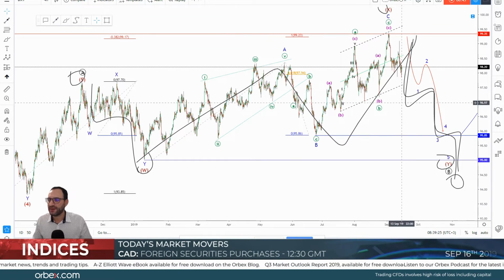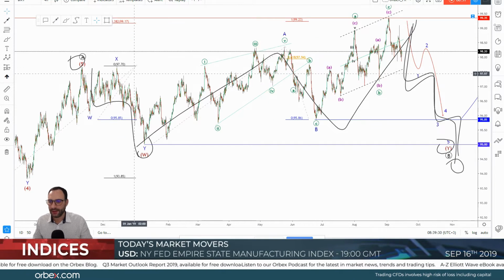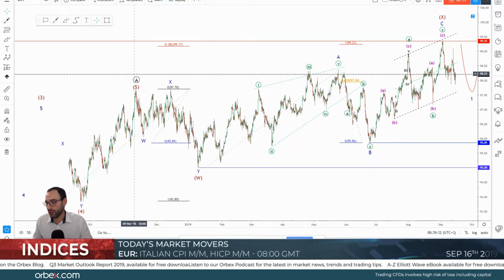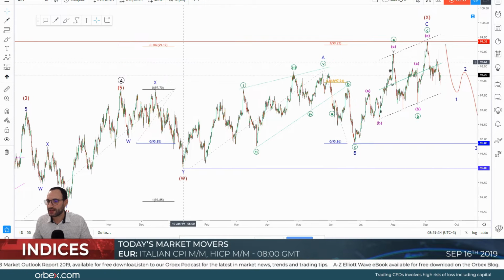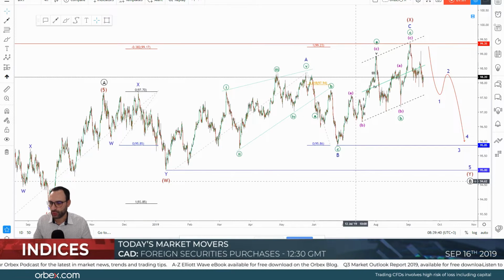Of course, if this doesn't turn out to be the case, we should be looking for a more complex pattern, which we are going to analyze as time goes past and as the structure of the market suggests, as always, of course.